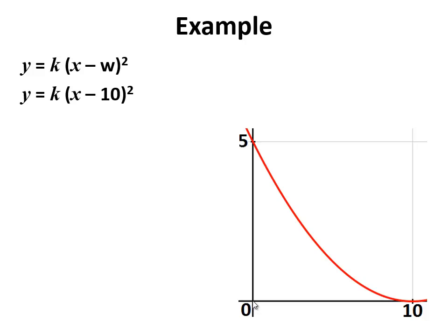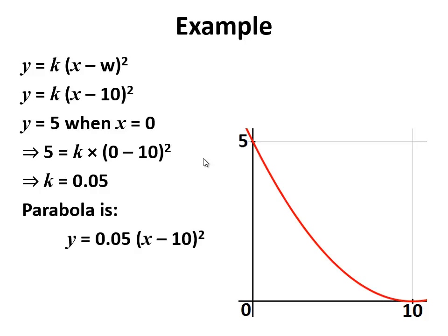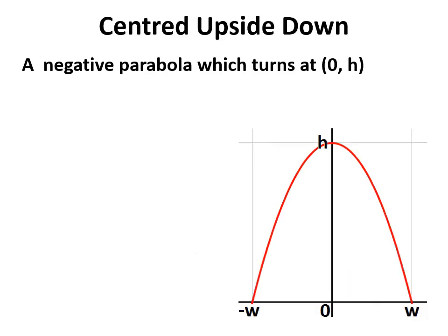But when x equals 0, y equals 5, so we can substitute those values into the equation. y equals 5 when x equals 0. 0 minus 10 is minus 10, minus 10 squared is 100, so 5 equals k times 100. We divide the 100 across and we get that k is 0.05. So this is the equation of this parabola using our now found multiplier. You can put it in fraction form if you wish. Right, another example.